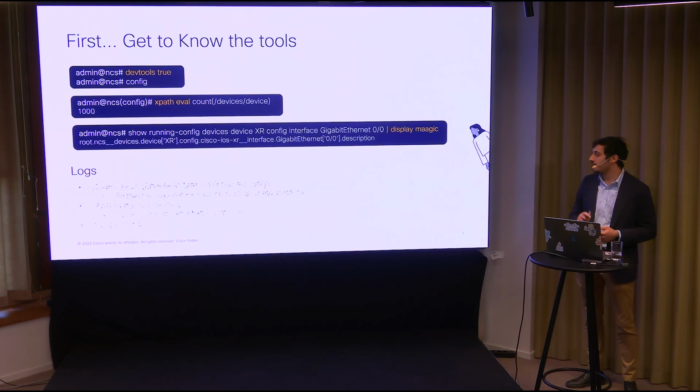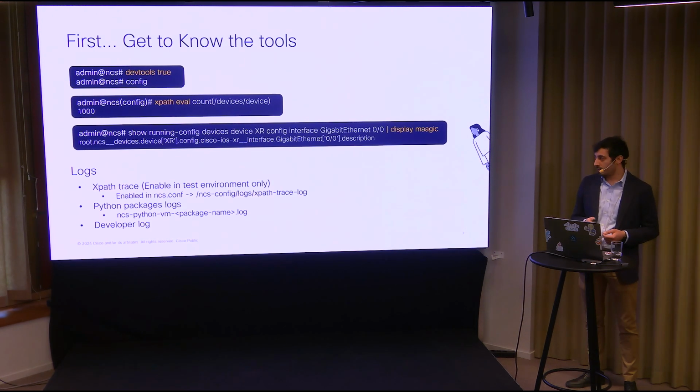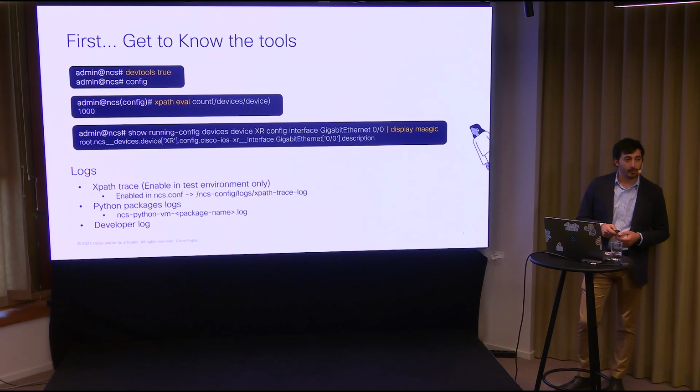In this scenario, Emma used the xpath trace log, which should be enabled only in a test environment, since it can slow down the performance in a production environment. Python packages logs and developer logs, the place where NSO traces everything it is doing, including all the steps a transaction goes through.